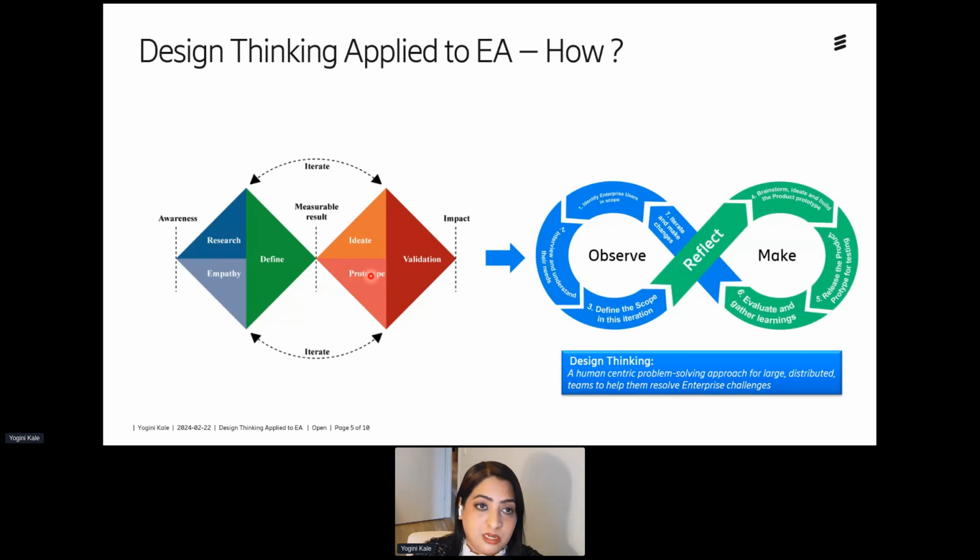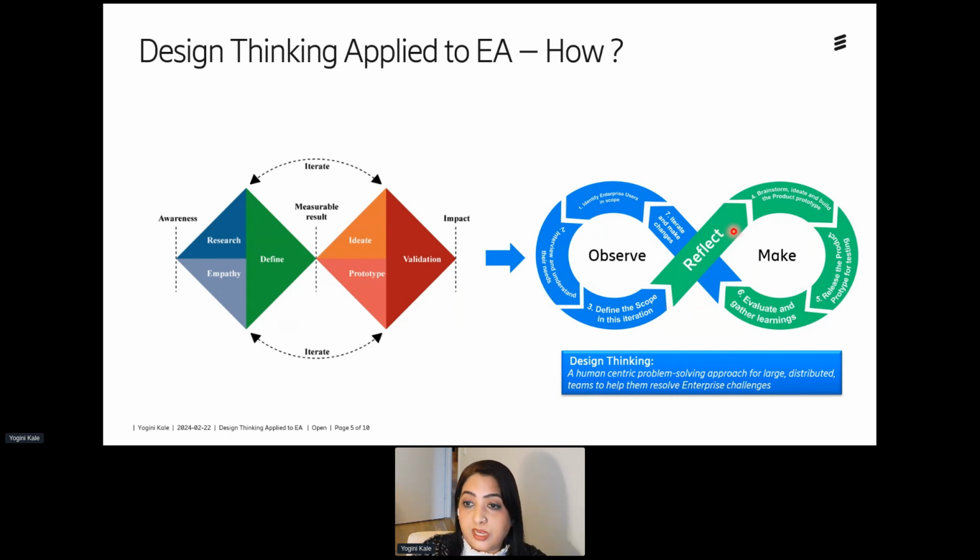How does this translate into the EA world? Well, it starts with the very first step of identifying your enterprise users in scope, and then you interview and understand their needs. You define the scope in each iteration for what is the problem statement or what is the problem that you want to focus on.